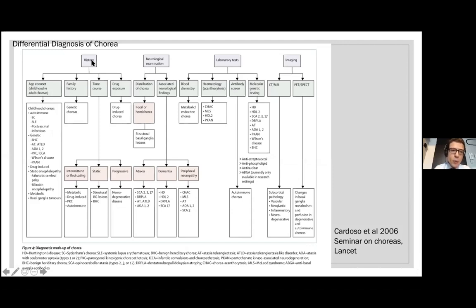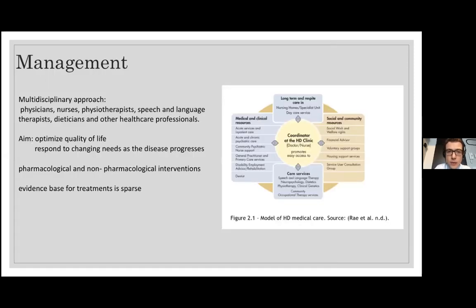And if you want to look at chorea, there is a lot that you can explore. But what's really important is the history: when it starts, whether there is a family history, whether it's static or if it progresses, whether it's focal or not. And there are some laboratory tests that can help you rule out different conditions. But I don't want to stray away from the focus, which is HD. So how can we manage it? It really takes a multidisciplinary approach.